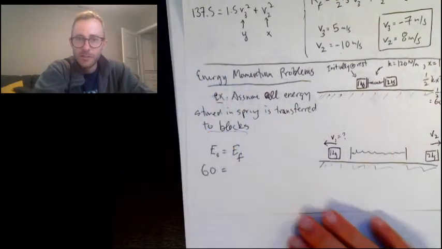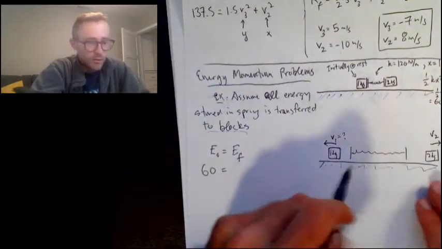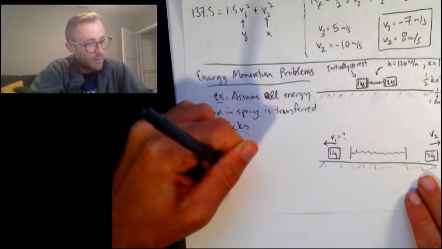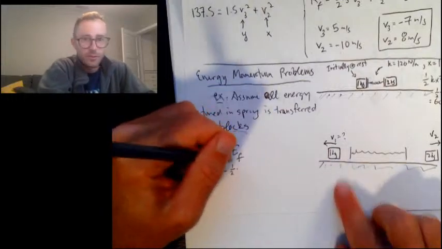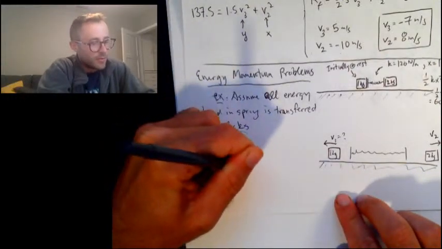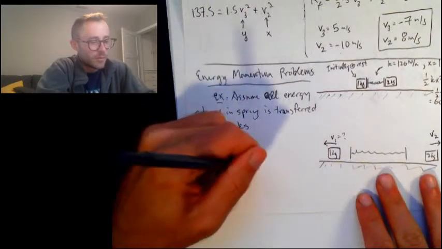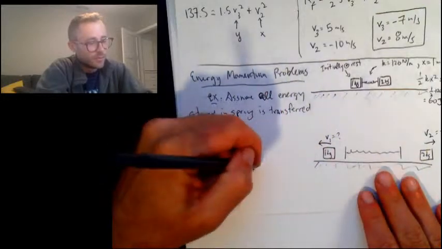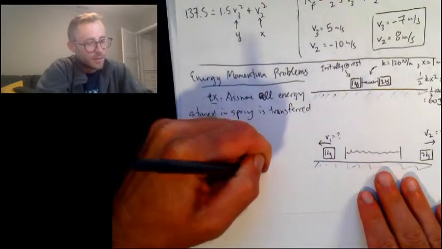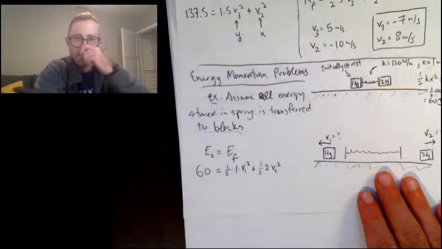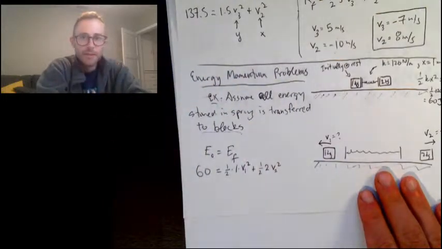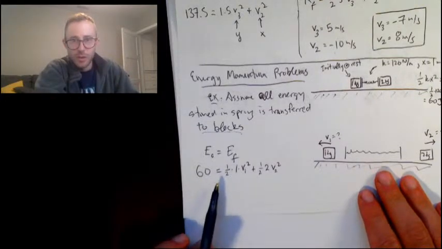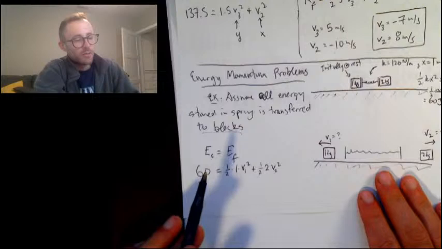The final energy is all stored in the kinetic energy of the blocks. So it's going to be 1/2 m, which is 1, times v1 squared, plus 1/2 times 2 times v2 squared. All right? So that is the conservation of energy equation. Now we look at our conservation of momentum equation.